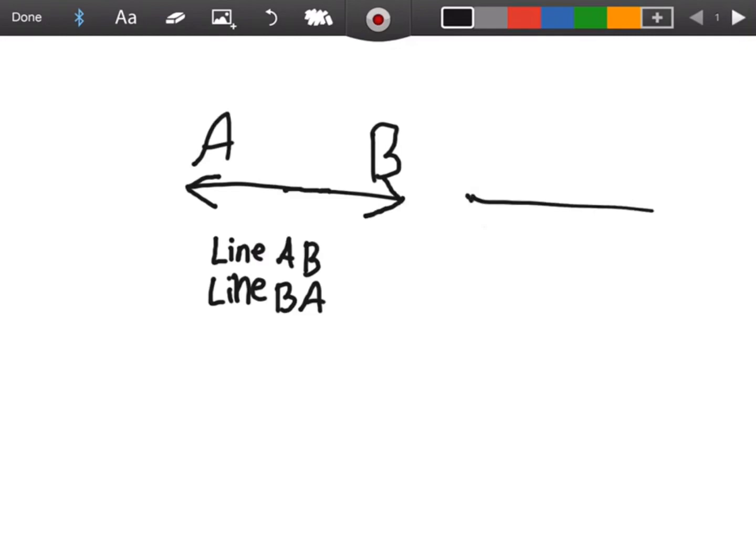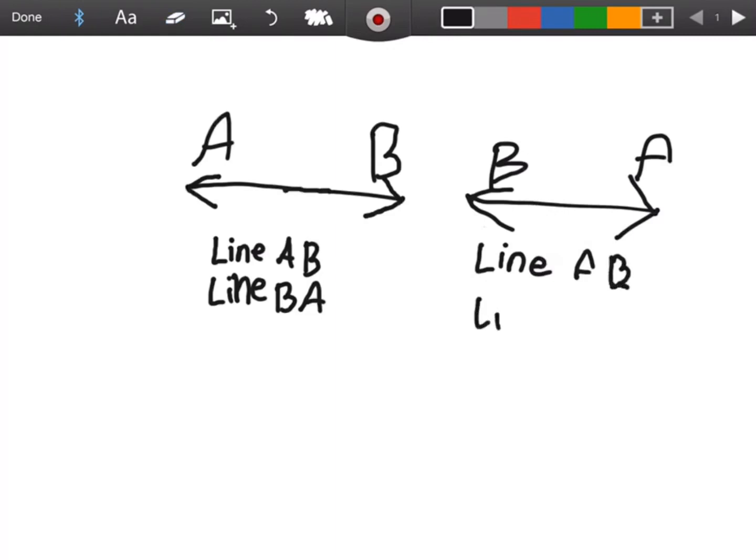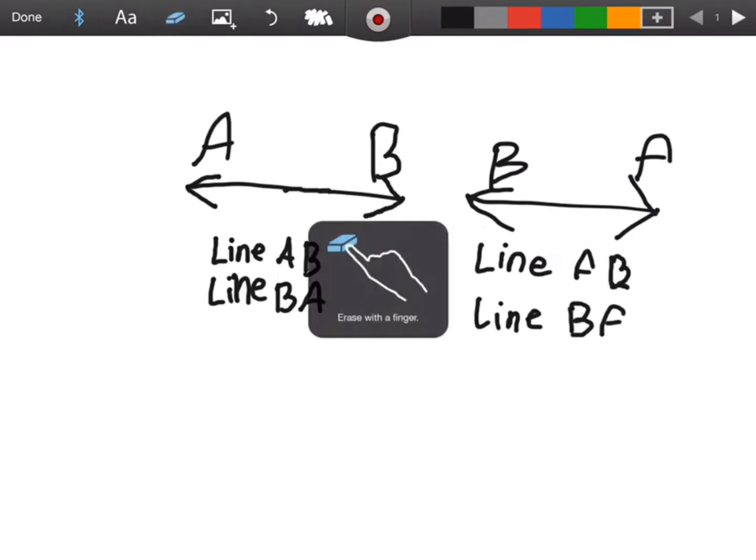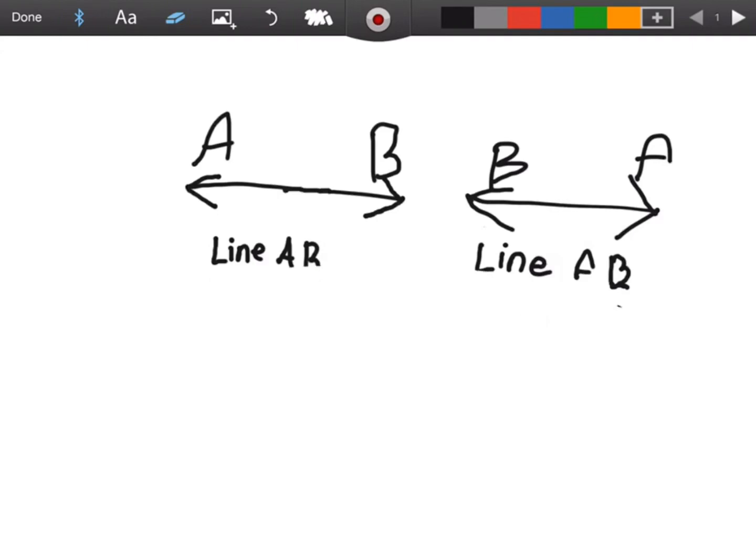So let's make another line to show you that. This end would be maybe C or B. This one would be F. And this could be named as line FB or line BF. So that is it for the line. Let's erase the board.